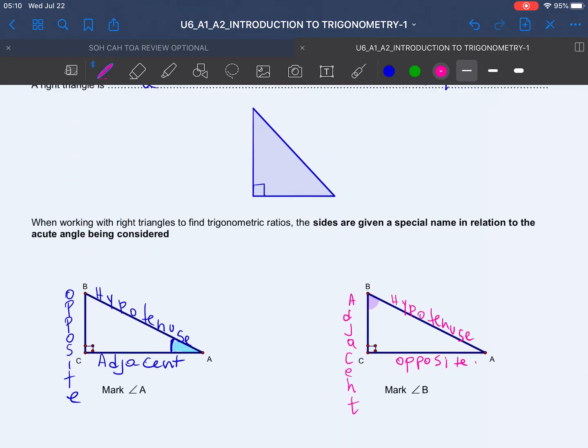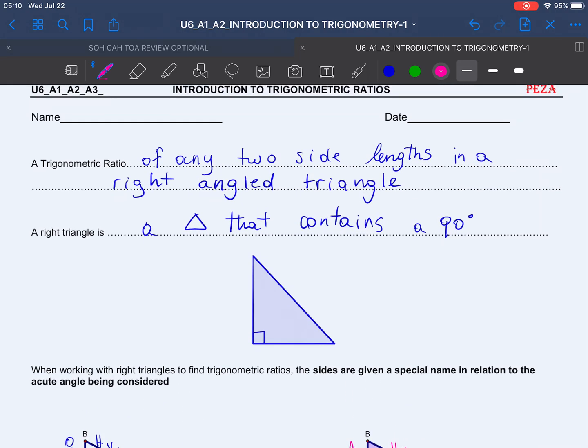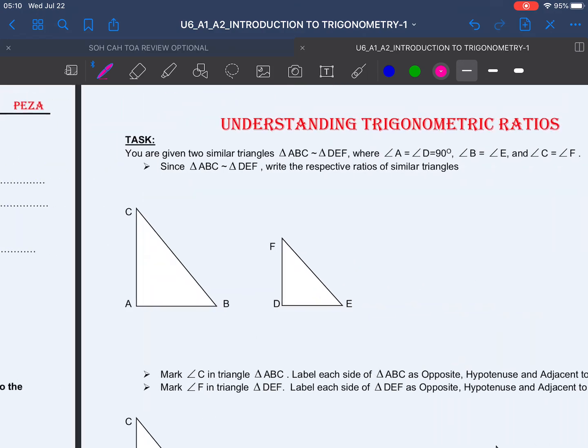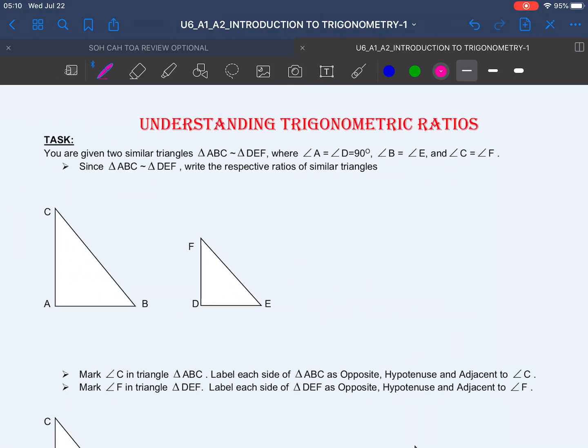Now, how do we use the side lengths in a triangle, and what do we use them for? We use them to measure the sizes of a triangle. And to measure the sizes of a triangle means that we want to measure the angles and we want to measure the side lengths of triangles. For this, we use the relationship that exists between angles and the side lengths.